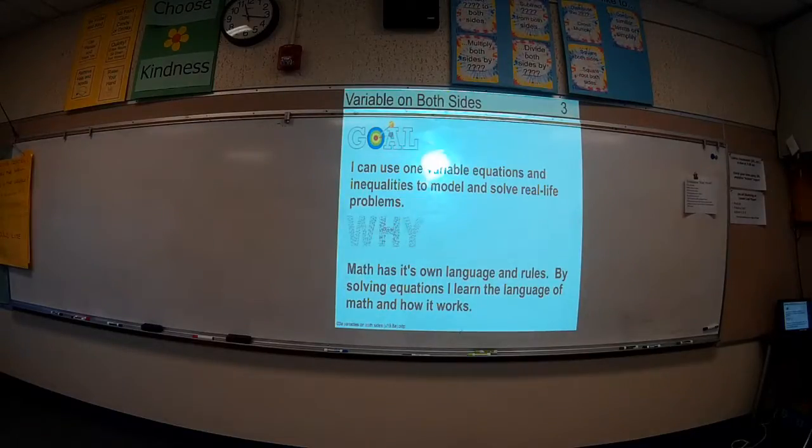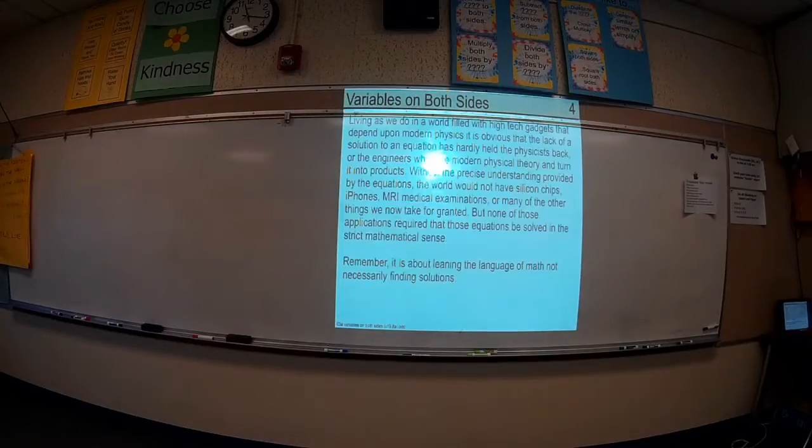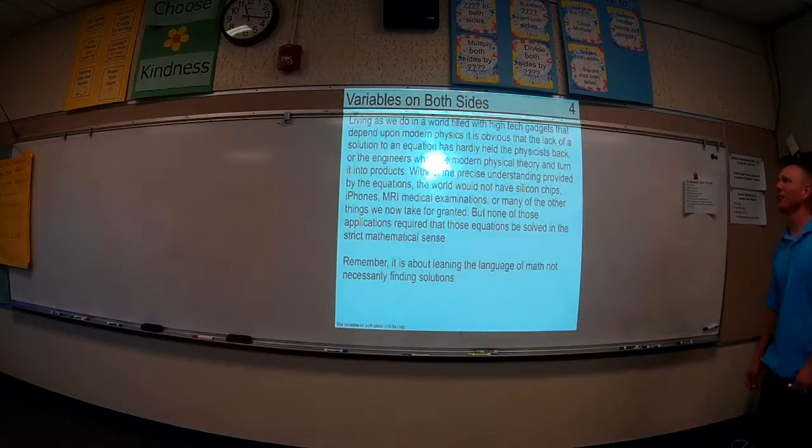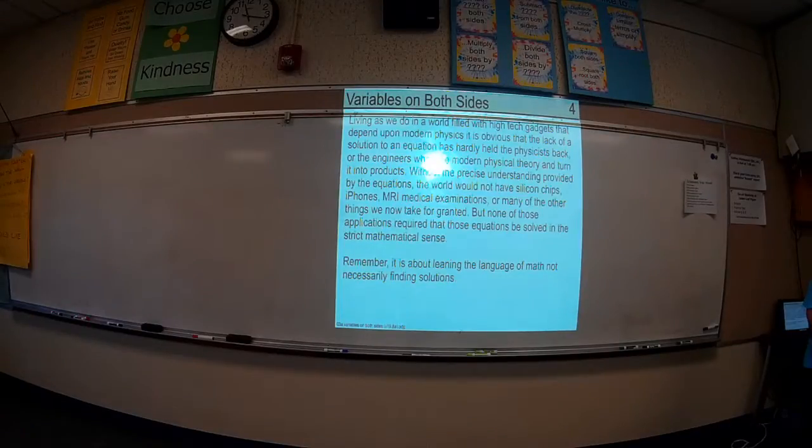One variable equations and inequalities to model and solve real life. And math has its own variables by solving equations and learning different math and how it works. Excellent. Living as we do in a world filled with high-tech gadgets that depend upon modern physics, it is obvious that the lack of a solution to an equation has hardly held the physicists back, or the engineers who make modern physical theory and turn it into products.